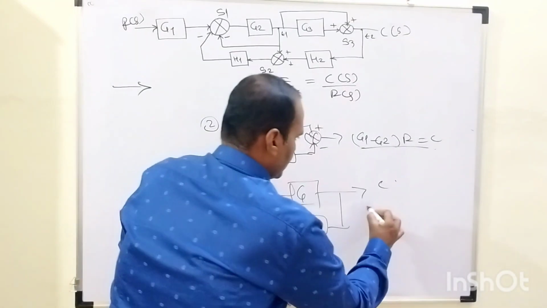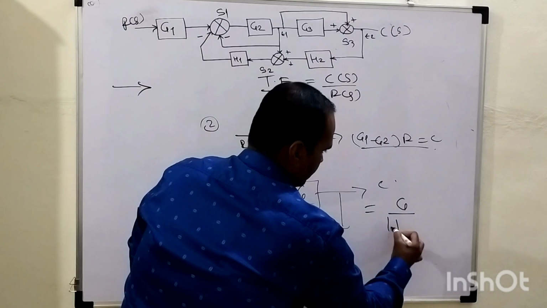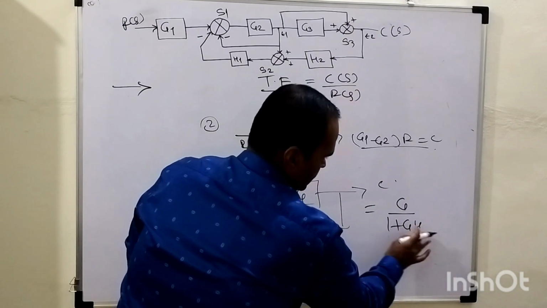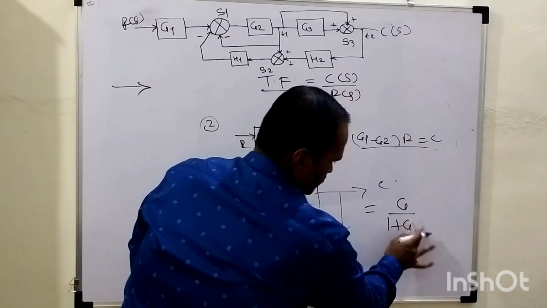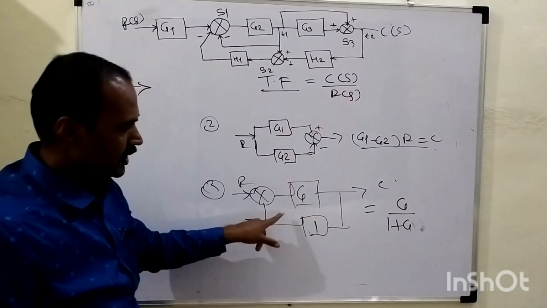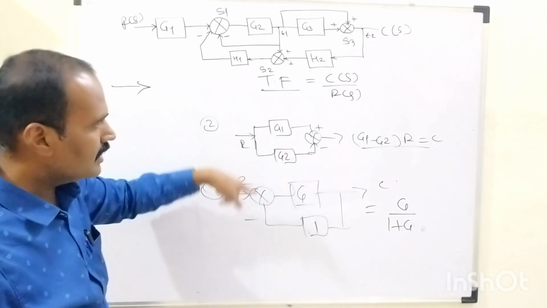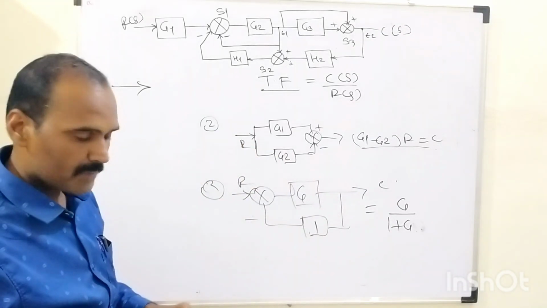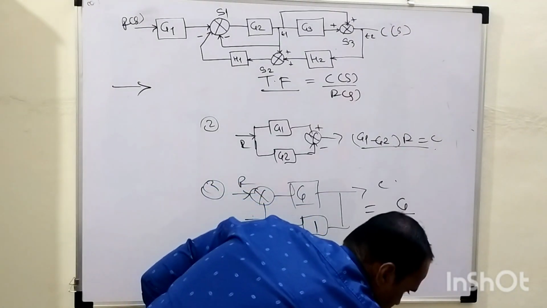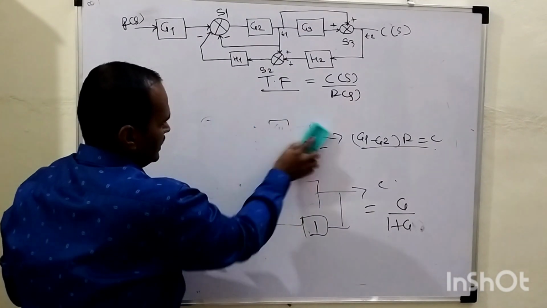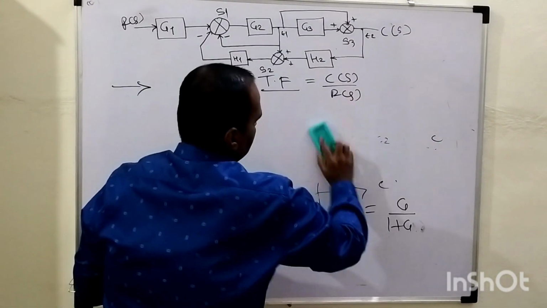Already we had discussed: C equals G divided by 1 plus G into H. Here H equals 1, so it becomes G over 1 plus G. Here G is this G2. So initially these two rules we need to use in the first step: blocks connected in parallel, as well as how to eliminate this feedback.